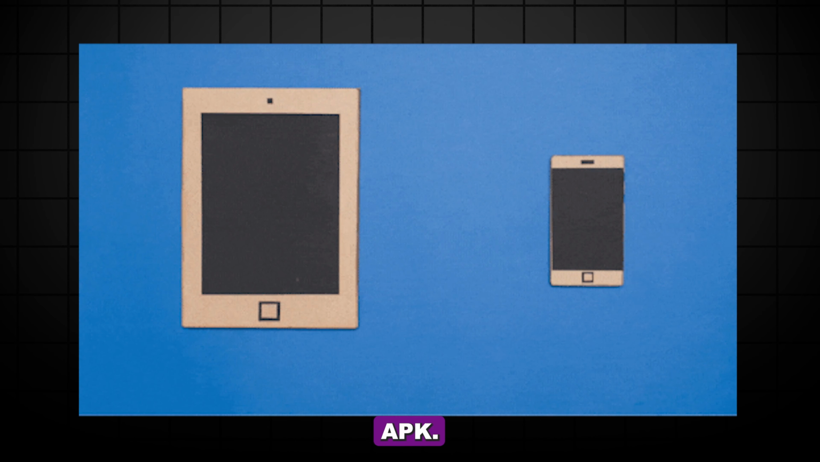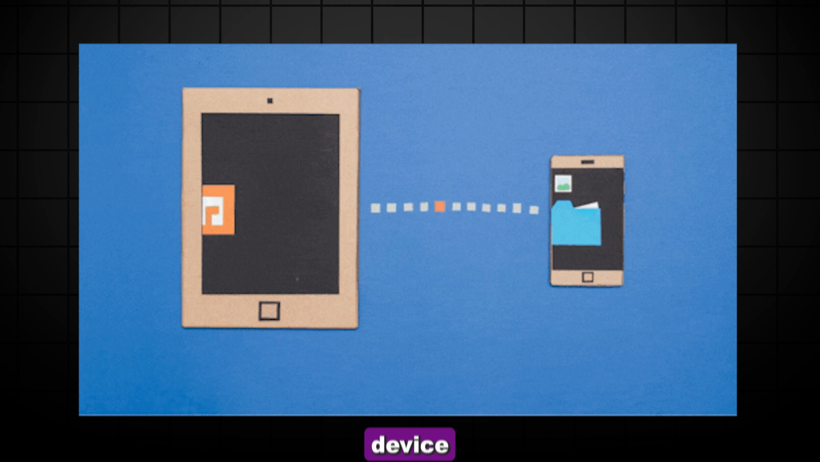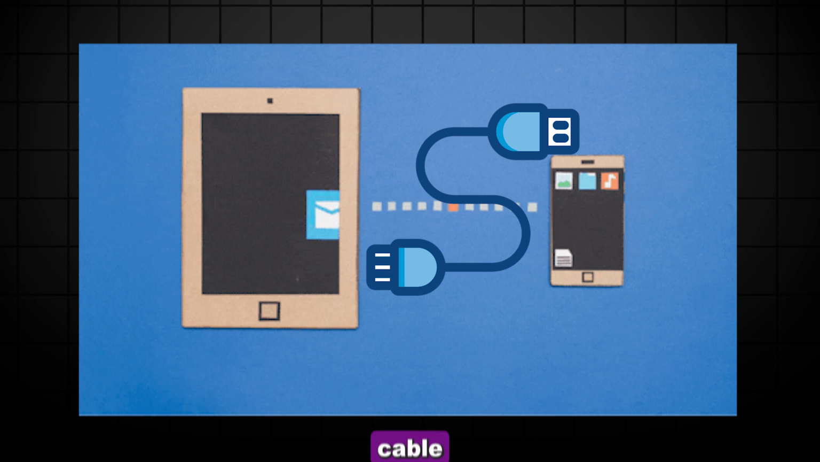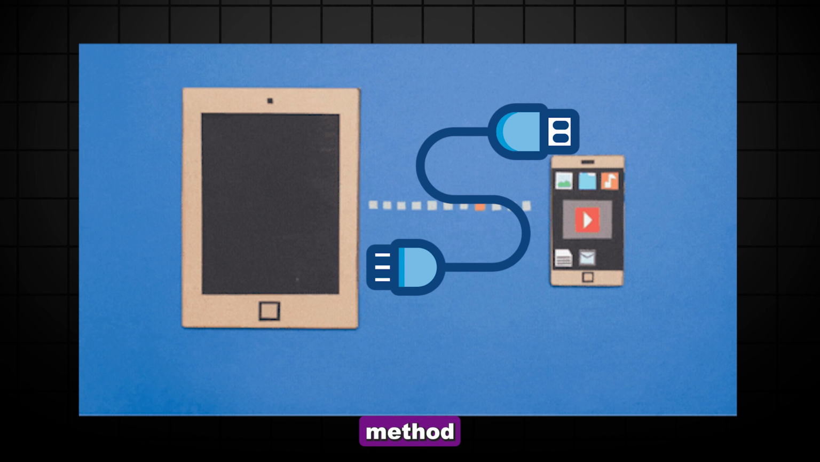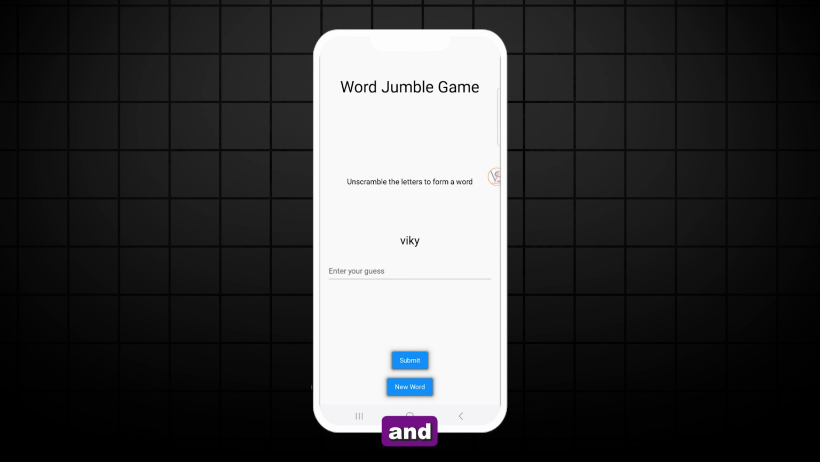Step 6. Installing the APK. Finally, transfer the APK to your Android device and install it. You can use a USB cable or any other method you prefer. Once transferred, open the APK file on your Android device and follow the prompts to install it.